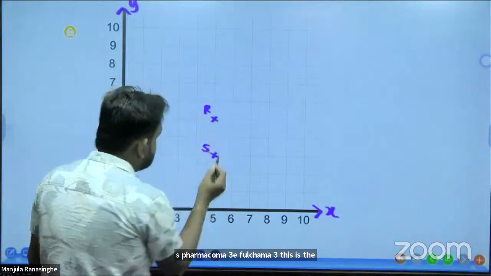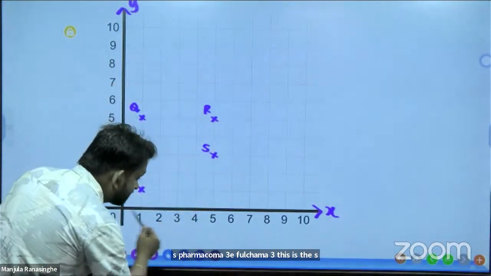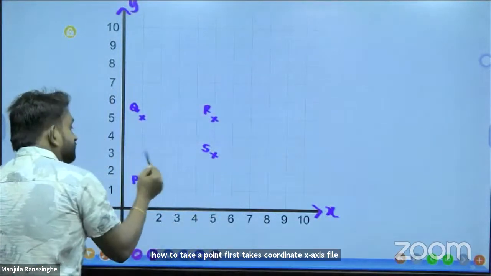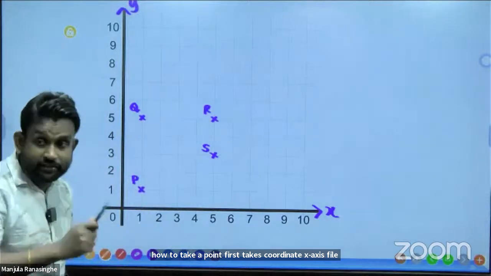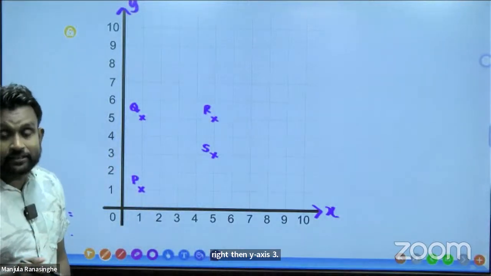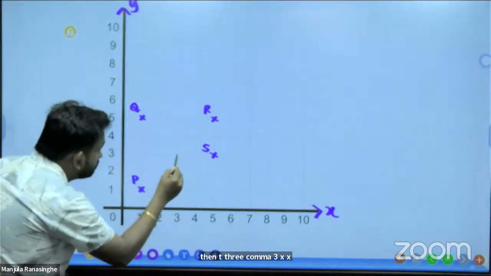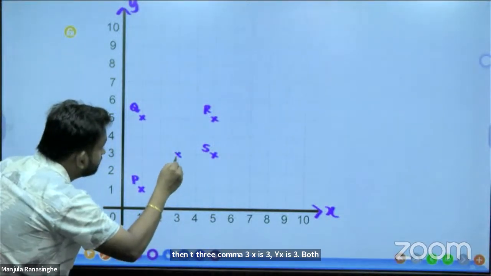How to take a point? First the x coordinate, x axis 5, right? Then y axis 3. First the x coordinate, then the y coordinate. Then T is 3 comma 3, x axis 3, y axis 3, both are meeting at this point, right?